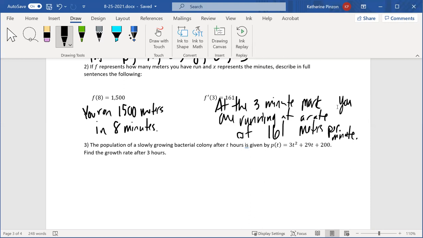So you have to remember that a derivative has to tell you a rate. It has to tell you how fast something's changing. It could be how fast your position is changing. It could be how fast your money is changing. It has to tell you how fast something is changing.